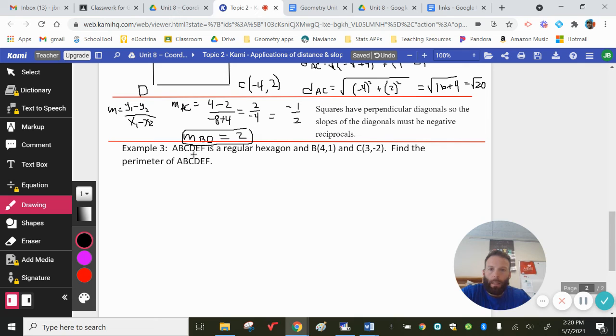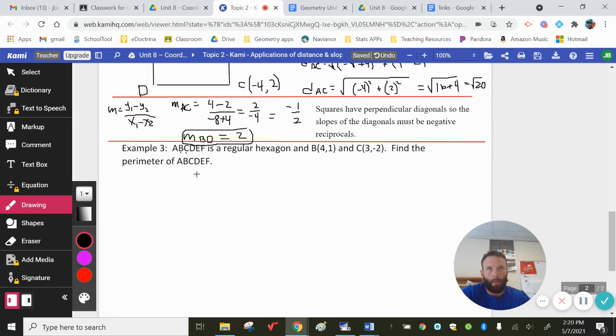Says A, B, C, D, E, F is a regular hexagon. So the word regular means that all the sides have the same length, and a hexagon is a polygon that has 6 sides. So A, B, C, D, E, F are each one of the vertices of that. Now, I'm given the coordinates of the point B. So I have the point B here, and I have the coordinates for point C. Those points are next to each other. So B and C would be 2 consecutive points.